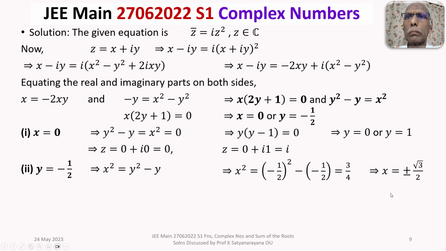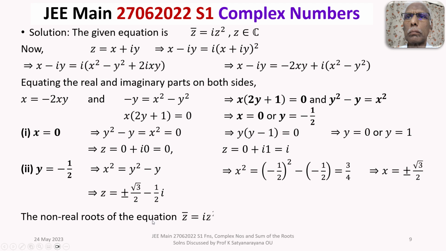So what are the complex numbers? x plus iy, that is plus or minus root 3 by 2 plus i times minus 1 by 2. So plus or minus root 3 by 2 minus 1 by 2 i. Now, what are the non-real roots? How many roots have we got? 4 roots we got. What are they? 0, i, and these two.